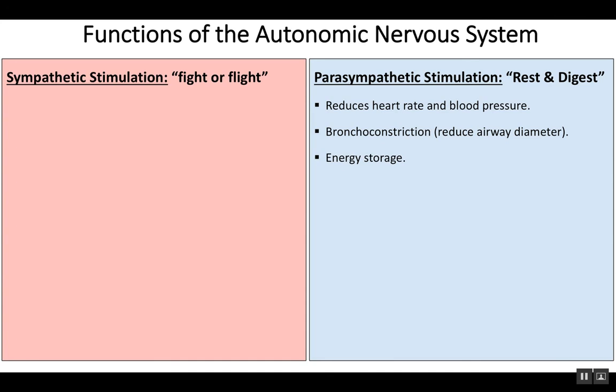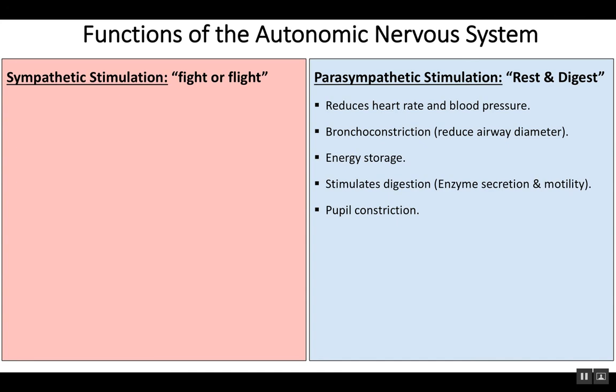Because all those sources of energy, if you're not using them, you're going to store them. So one way we store energy is we take glucose and convert it into glycogen. And glycogen can be stored in your liver. We might also convert that into fat. So we'll store energy in the form of triglycerides when we're at rest.